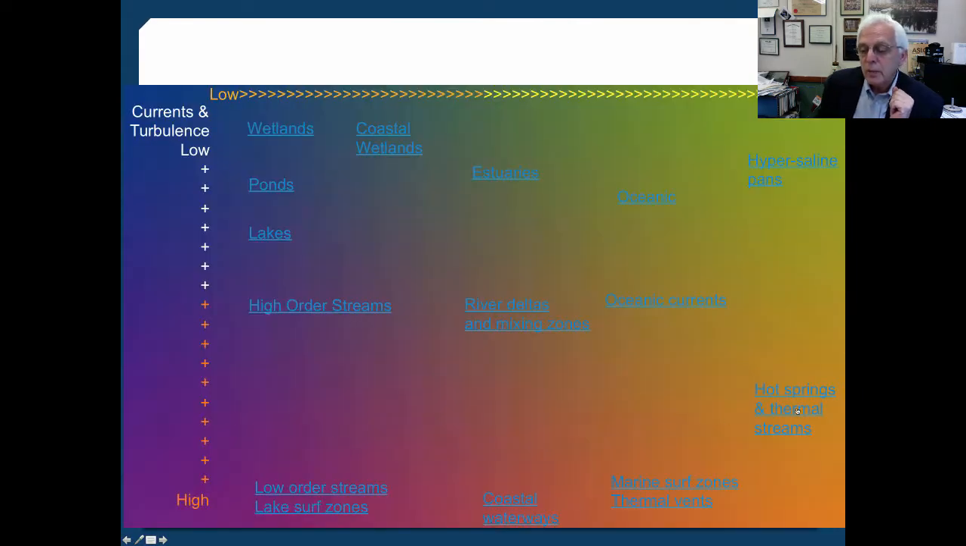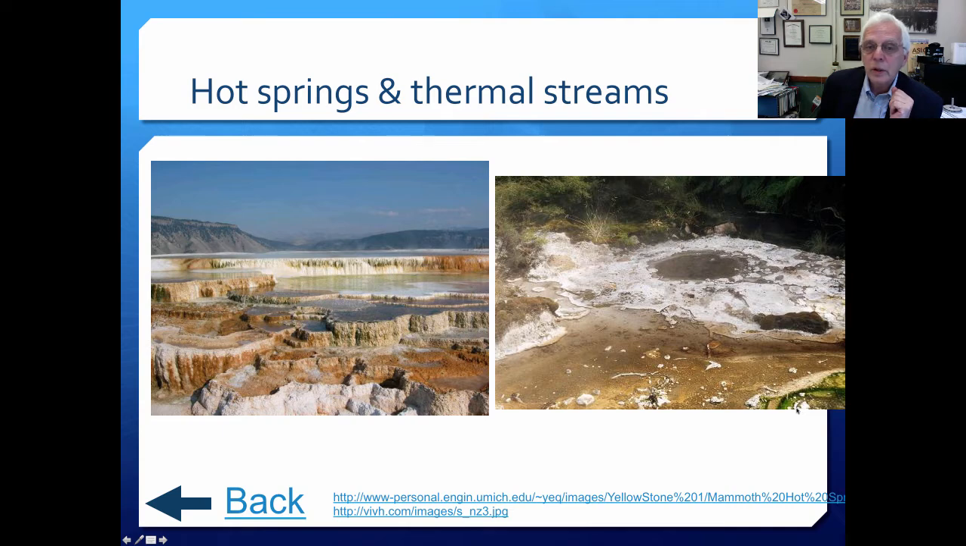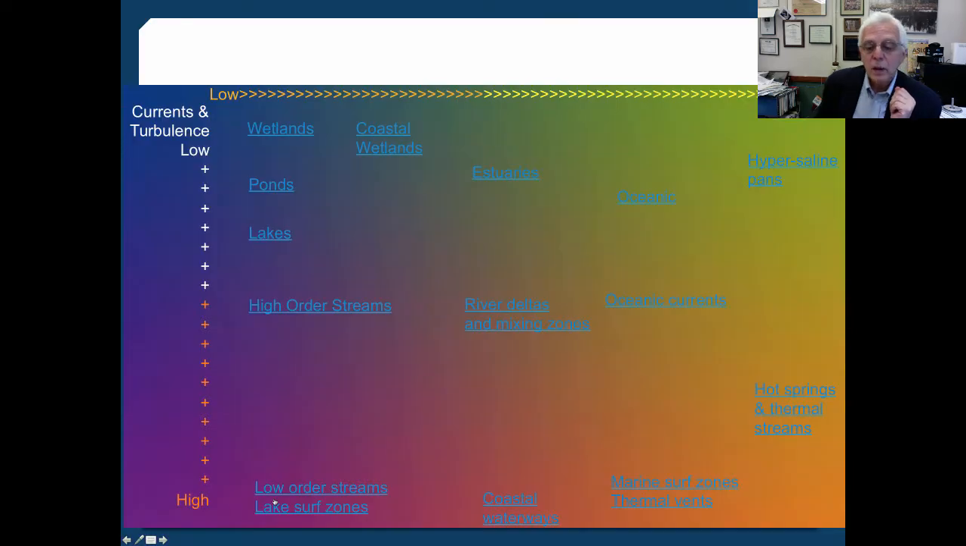And finally, some of the most challenging environments for aquatic organisms to live in would be hot springs and thermal streams. And their salinity is extremely high. You can see the salt deposits here, but also turbulence and physical challenges are huge in these kinds of systems. So there is a great variety of aquatic ecosystems on the planet, and two of the major gradients then would be salinity and turbulence, and those two gradients determine in large degree what kinds of organisms can function well in those systems.